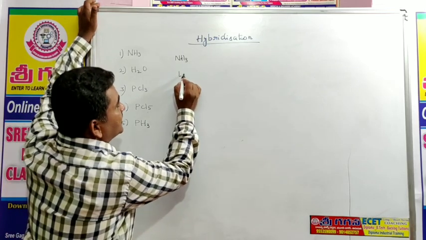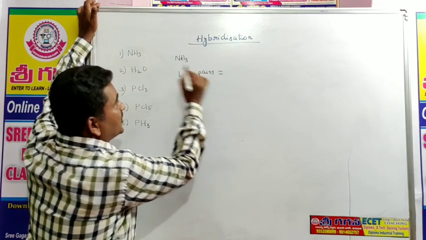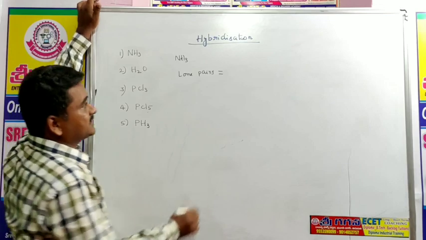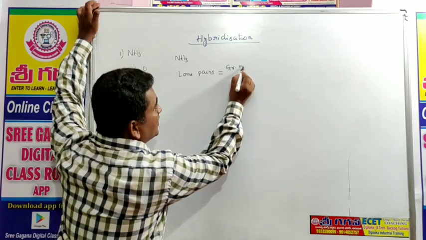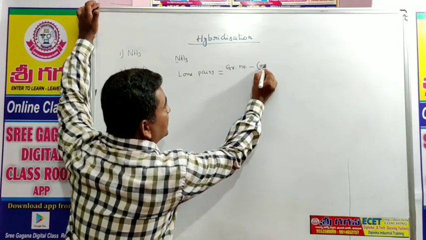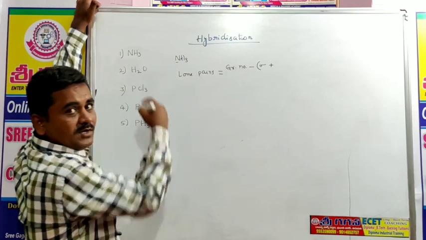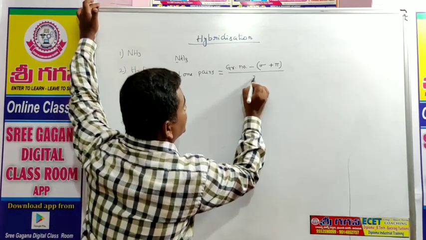First, we have to find the lone pairs of electrons in this molecule. How to find lone pairs of electrons? The formula is: number of lone pairs is equal to the group number of the central atom, that is our nitrogen, minus the number of sigma bonds in ammonia plus the number of pi bonds in ammonia, divided by 2.